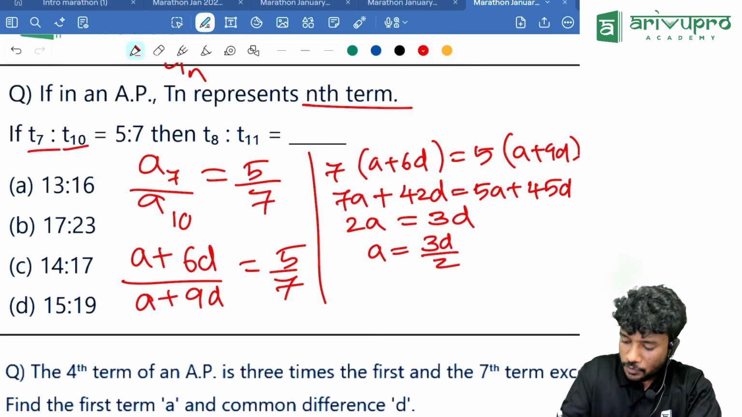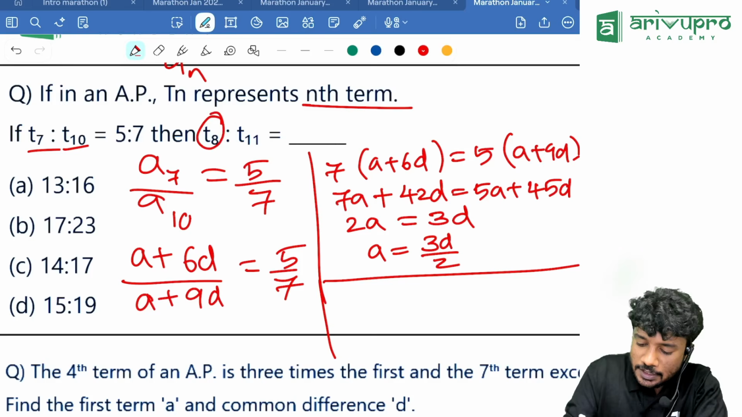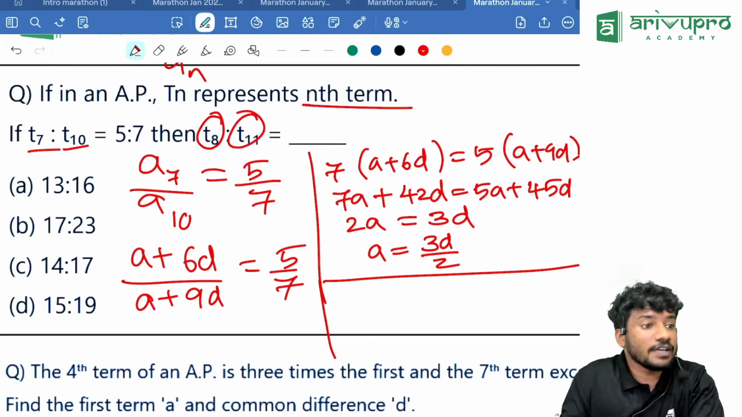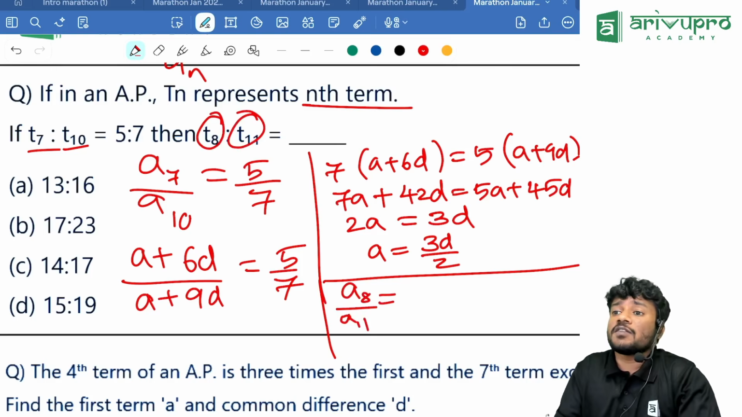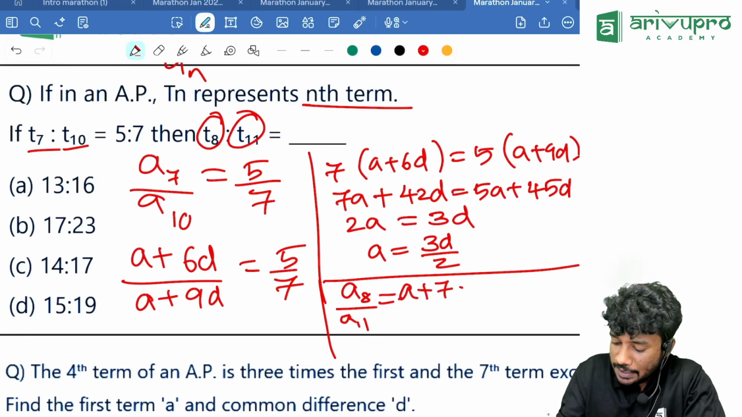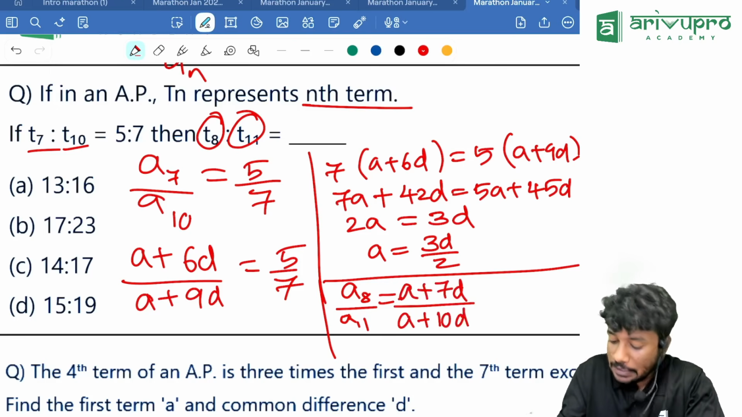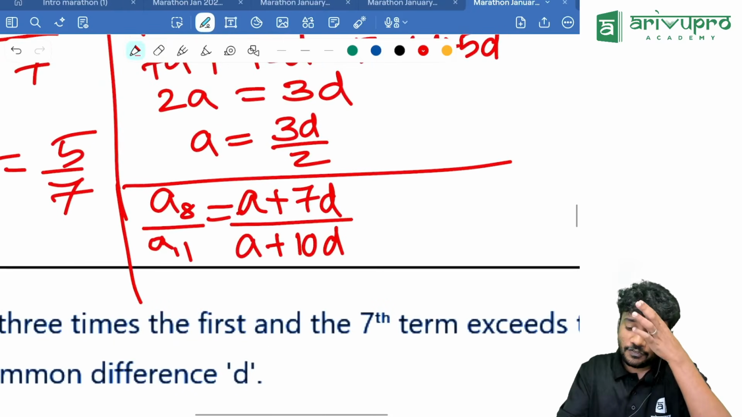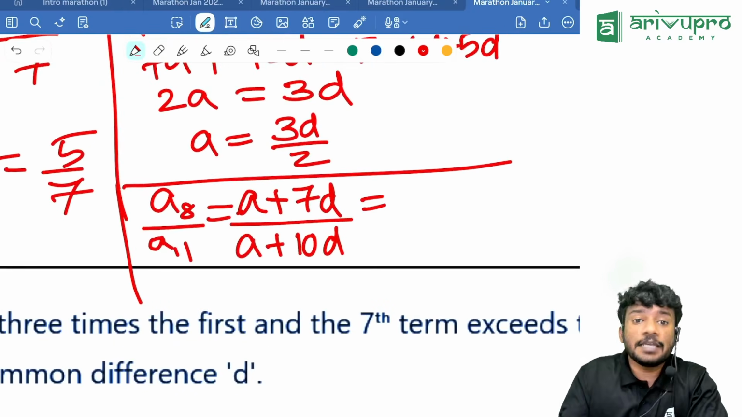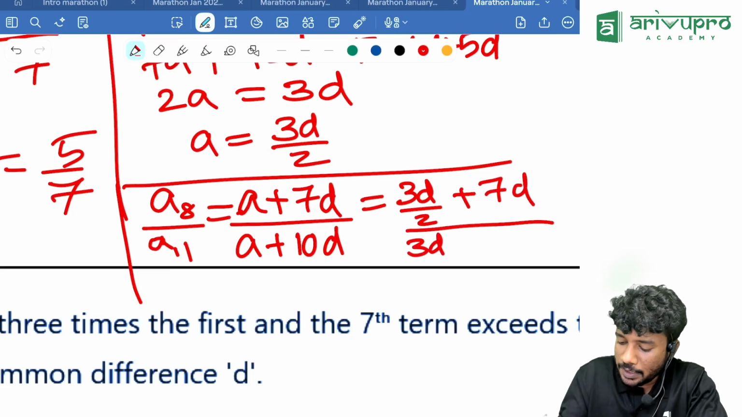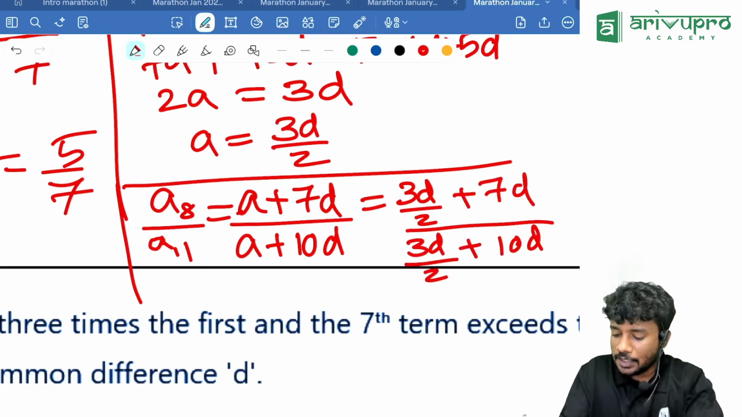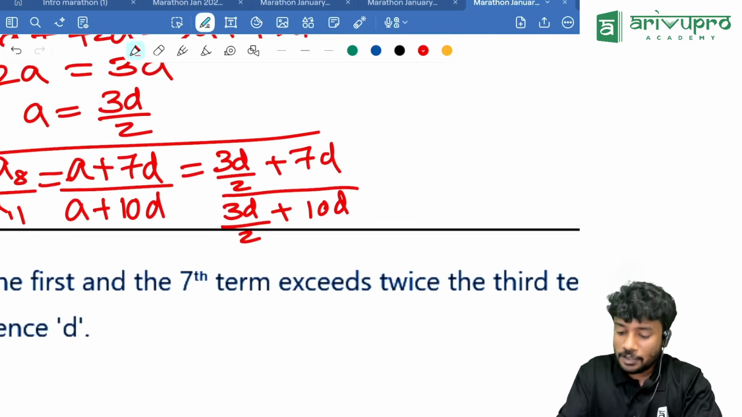Okay, now we are going to find the answer. What is T8 divided by T11? That is nothing but A8 divided by A11. When I say A8, what will you tell back? A plus 7D. When I say A11, what will you say back? A plus 10D. Now people, instead of A, what are you going to put? 3D by 2. That means instead of A, you are putting 3D by 2 plus 7D divided by 3D by 2 plus 10D. If you take D common outside, what will happen to D?